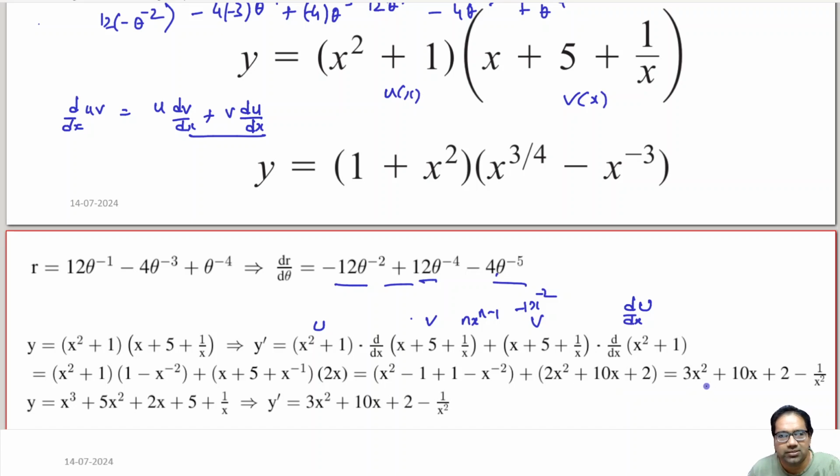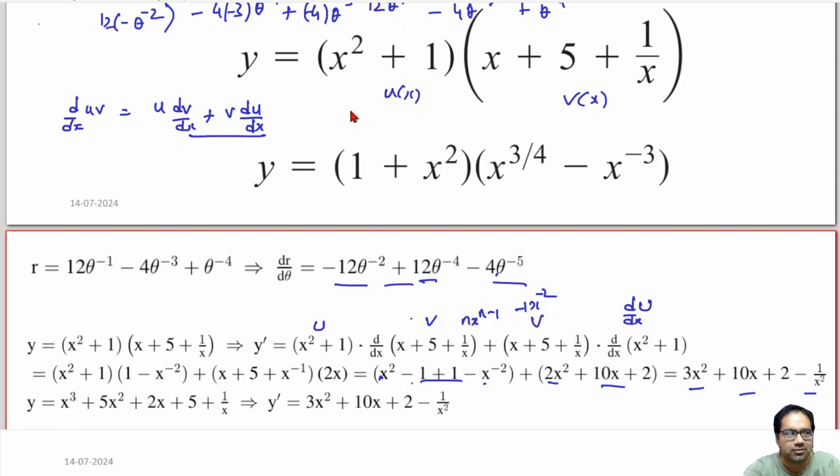If we simplify this, what are we getting? This 2x square and this x square make 3x square, then this 10x, and then minus 1 plus 1 gets cancelled, and minus 1 by x square. This is what we have done when taking u and v separately. Now let us do the product first. If we do the product, what will happen?